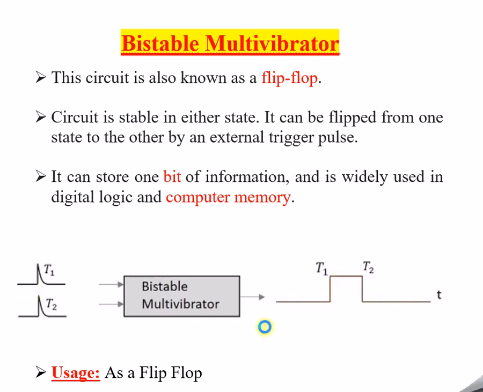So I will just quickly summarize. We apply a trigger pulse at time t1. Until then I require it to be in on state and it is in a stable state. If I still want to flip the state, then I have to apply one more trigger pulse. With the help of that, I can change the state and maintain it in that particular state until time t2. So I hope it is very clear.